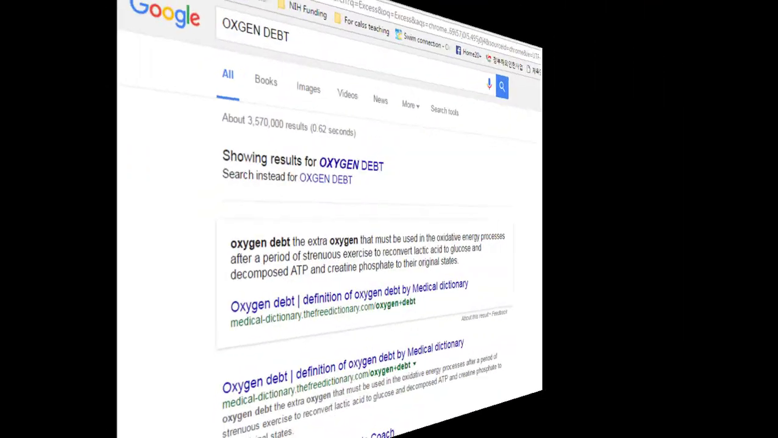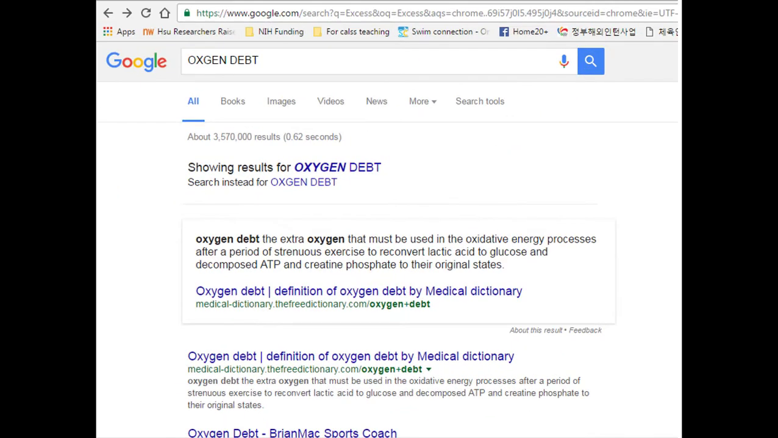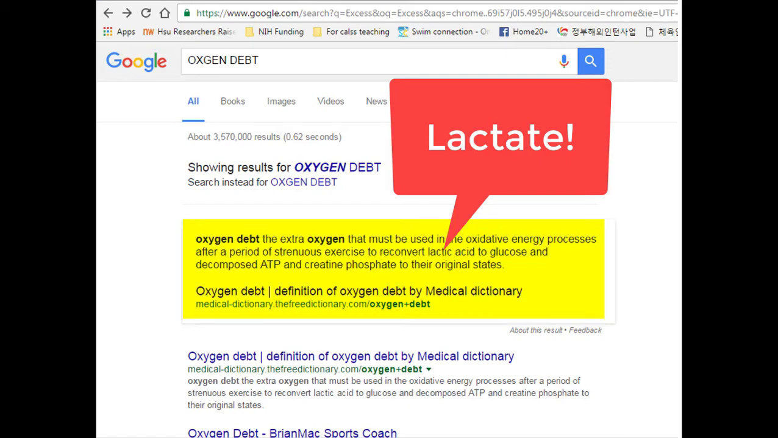Doesn't it make sense? So if we use a search engine like Google to find this term, in this case, how about oxygen debt, right? See here, oxygen debt: the extra oxygen that must be used in the oxidative energy process after a period of strenuous exercise to reconvert lactic acid to glucose and decompose ATP and creatine phosphate to their original state. Oh, see, even a medical dictionary mentions lactic acid, which is not the correct terminology, but you know the correct term is lactate, right?